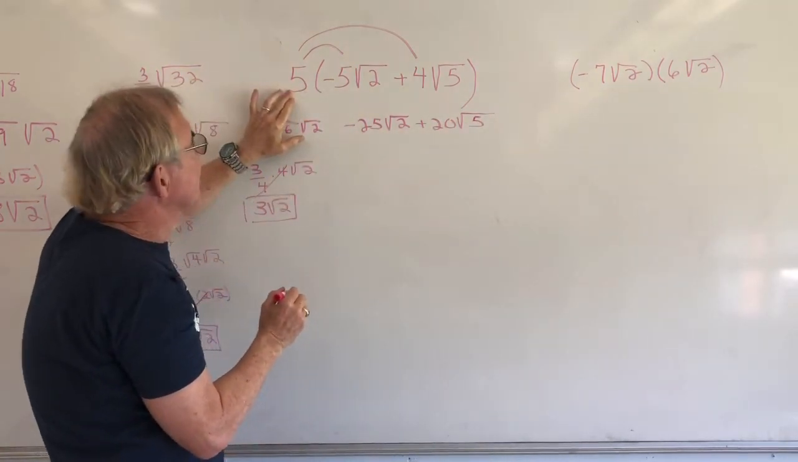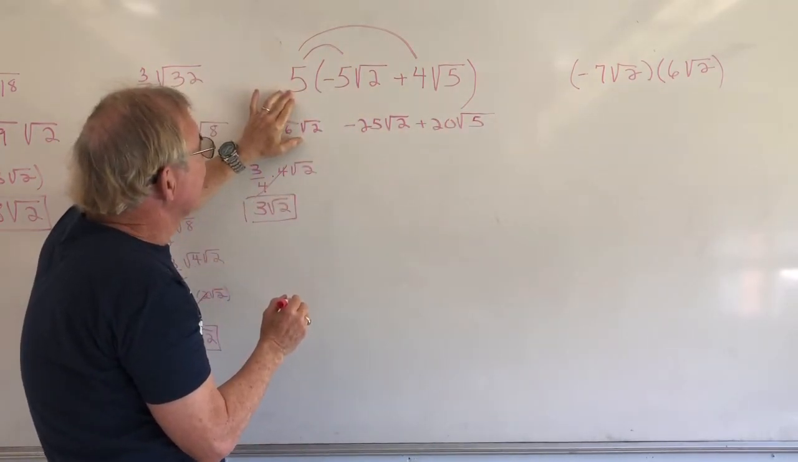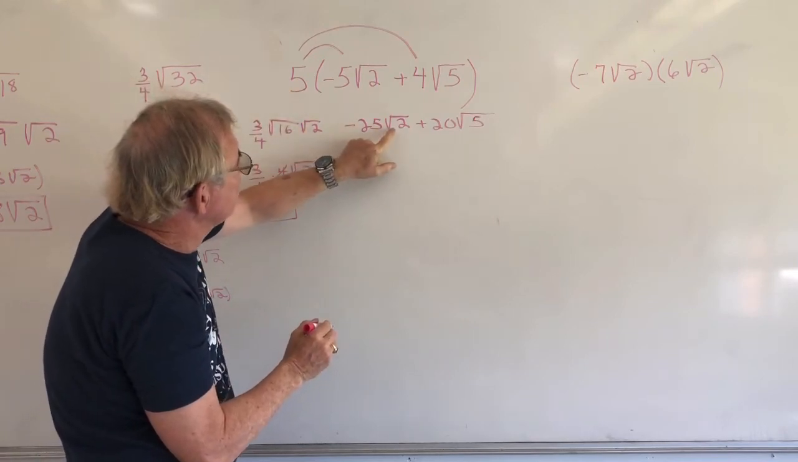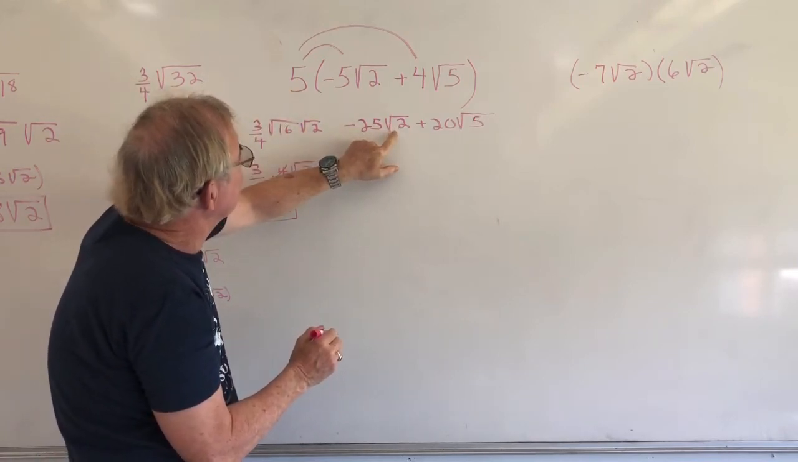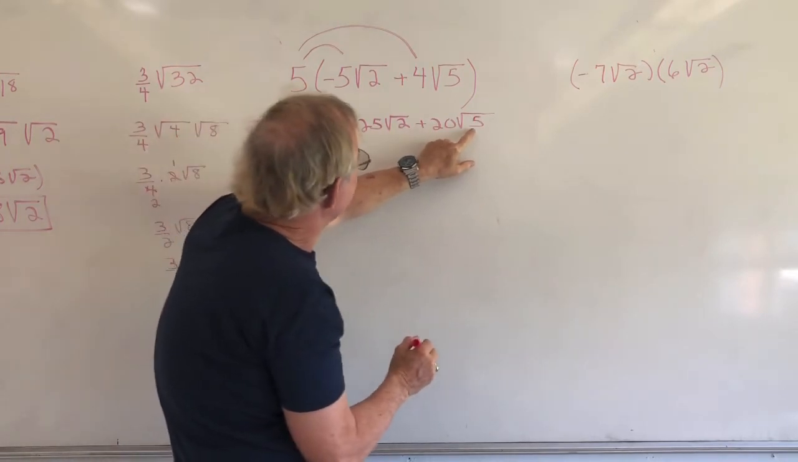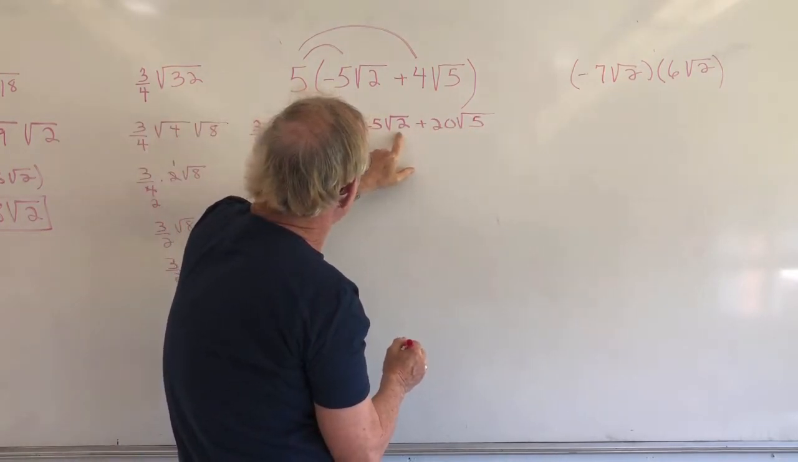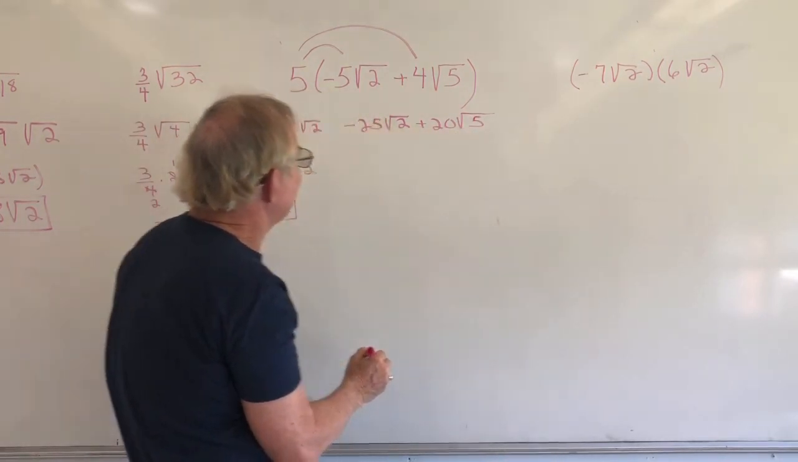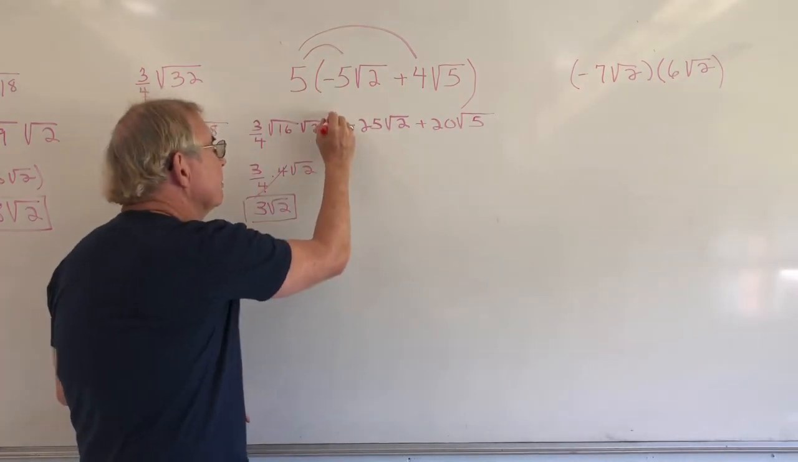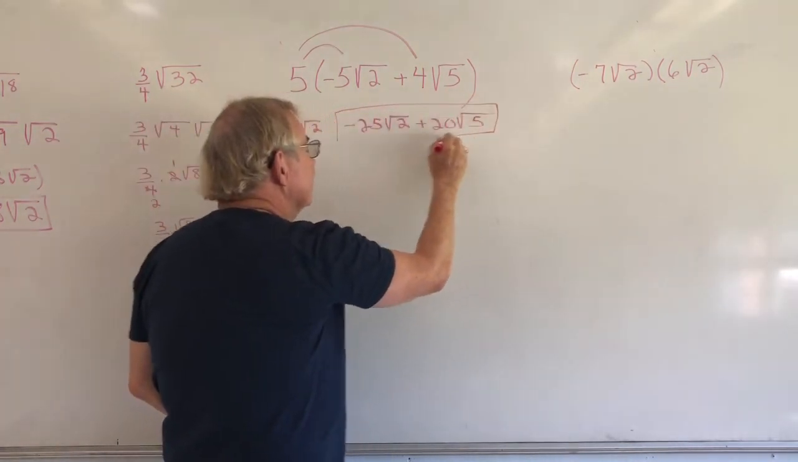Now, you say to yourself, am I done? Well, let's look at these terms. This is a square root of 2, and this is a square root of 5. They're different terms, so they can't be combined, so you are finished. That's this one.